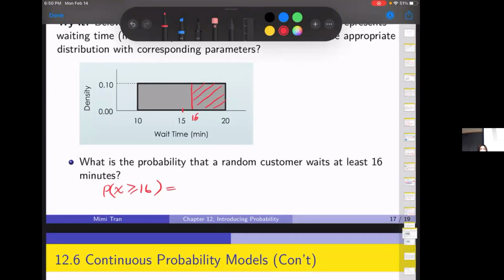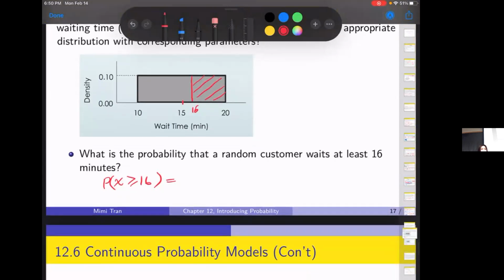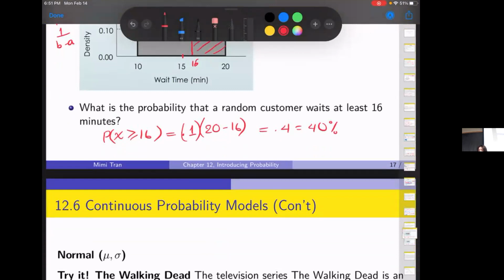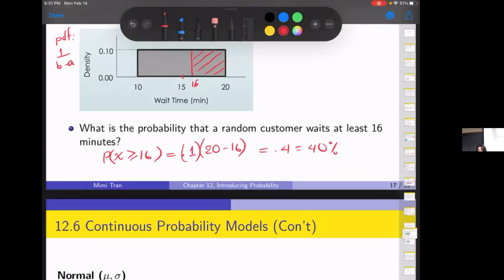It's just a box, so area will be width times height, right? What is your height? 0.1, right? So density 0.1. Do you guys remember how you get the height, even if I don't give it to you? Remember the formula? PDF, probability density function, 1 over B minus A. 20 minus 10 is 10, so 1 over 10 is 0.1. That's your height, and your width? 4, right? 20 minus 16, one step at a time. So 0.4, roughly 40%. The probability that you're going to be waiting at the Zingerman sandwich shop for at least 16 minutes is 40%. That's pretty high.